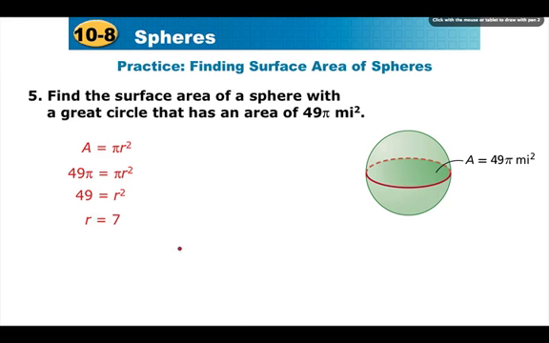Now that you know r, you're able to find the surface area of the sphere using the formula S equals 4 pi r squared. Substitute r, and this is your answer: 196 pi square miles. Let's move to the next slide.